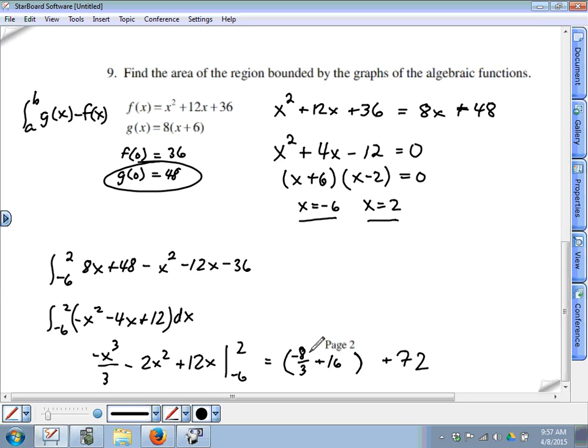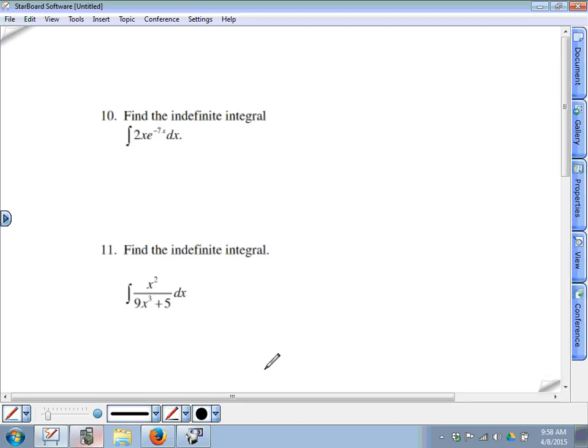Okay, so let's see, 16 minus 8/3. 16 is the same as 48/3. So this becomes 40/3. And 72 plus 216/3, if we add those together, we get 256/3.